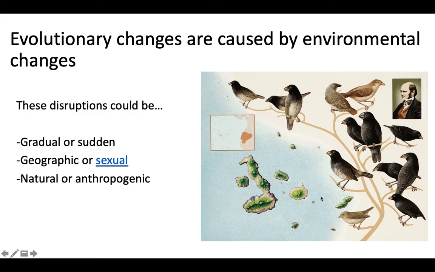Okay, so something to keep in mind is that evolutionary changes don't just happen randomly, right? They're often instigated by environmental changes. And these disruptions in the environment could be something that appear out of nowhere. They could be much more gradual. They could be geographic changes. They could be changes in the abundance of resources or sexual preferences of certain mates. They could be natural, caused by nature, or they could be anthropogenic, caused by man or human.